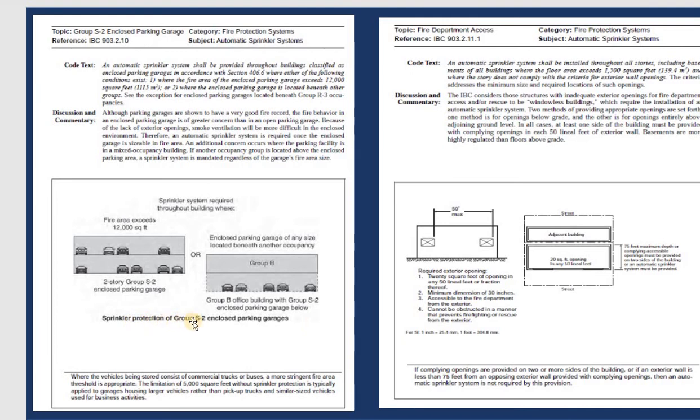The sprinkler protection for Group S2 and enclosed parking garage. This is an enclosed parking garage. This is the opening. If you have an exterior opening, the maximum they allow is 50 feet for the open distance between the outside edge of the opening to the other outside edge of the opening. We require the opening maximum to be 50 feet.